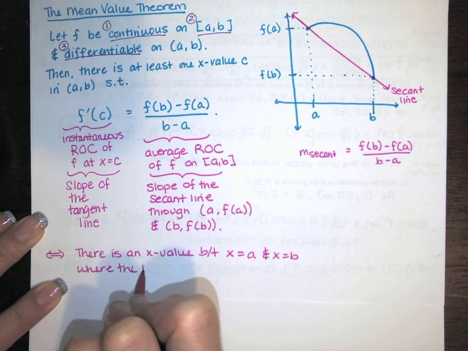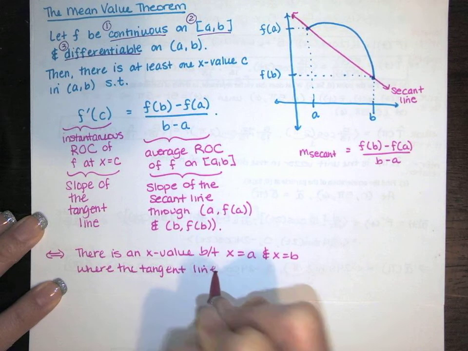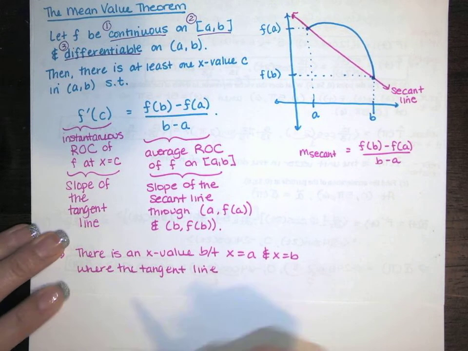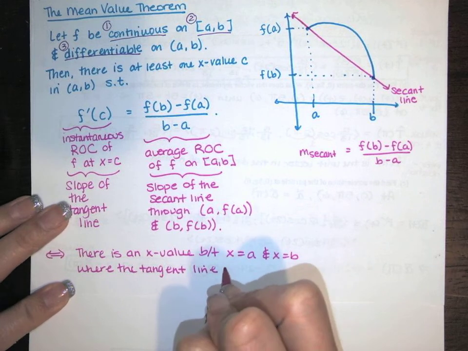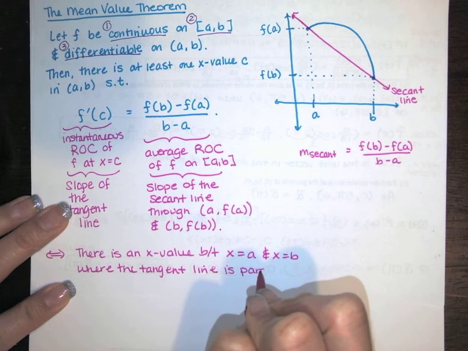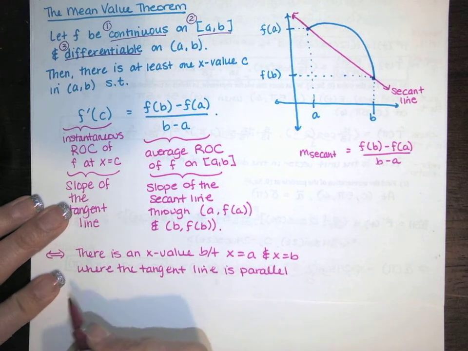So the tangent line is going to have the same slope as the secant line. And if the two lines have the same slope, they're parallel to each other, right? Hope you said yes. Parallel lines have the same slope. It's okay if you don't remember. Now you know.